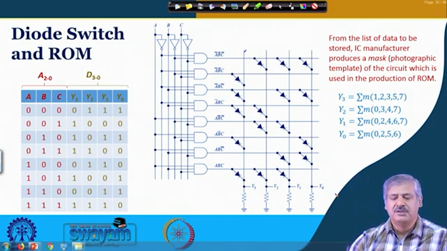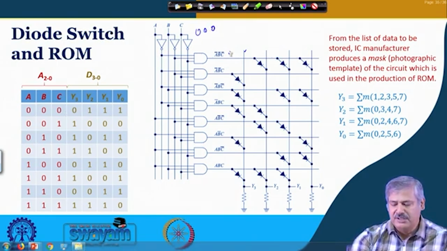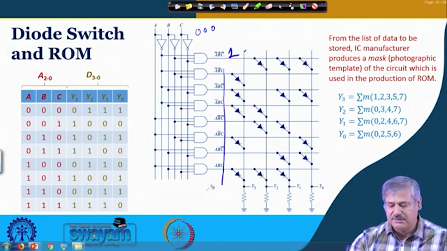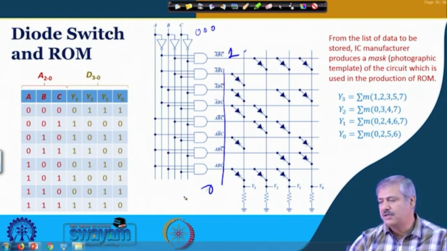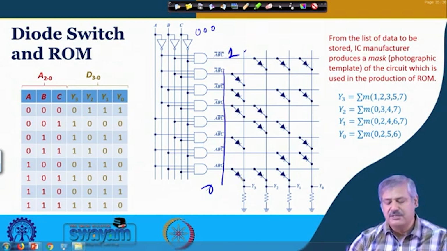Is it all right? So, when 0, 0, 0 is placed, what will happen? 0, 0, 0 is placed over here. So, only this one will be high and the rest are all 0, okay, because of the decoder action. And at that time, there is no connection over here. So, at the input of this line, only 0 is present, I mean no connection, no current is flowing through this, no IR drop.